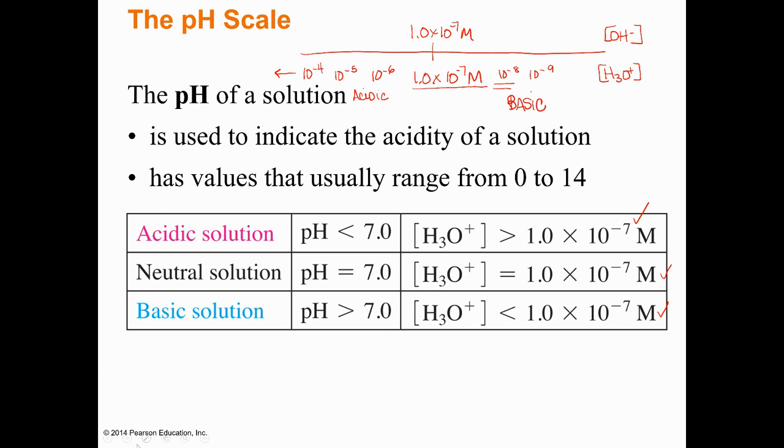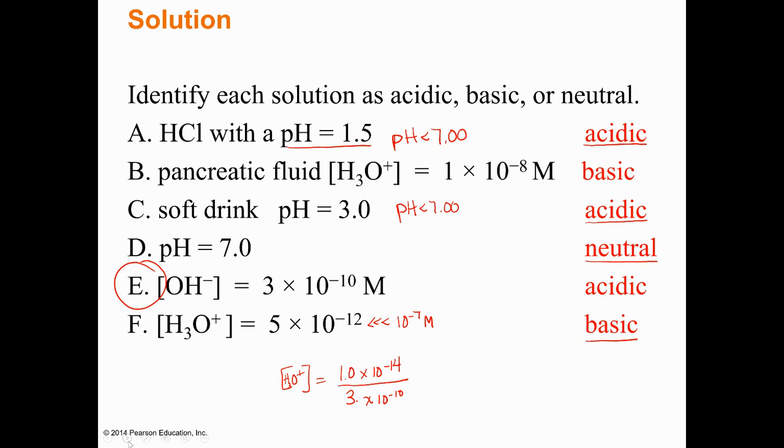Another way of thinking of this one is that this is a very, very small hydroxide concentration, which is going to make the H3O plus very big, and that's going to make it acidic.